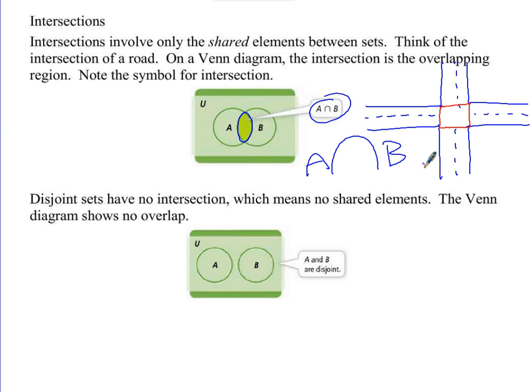Disjoint sets have no intersection, which means there are no shared elements. And the example I have of that is, again, the universal set. So all of these students here in this Venn diagram are students in Graybull High School. These are all of the students who have me as a teacher.